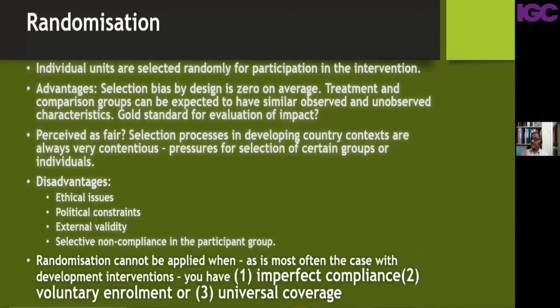Now, randomization cannot be applied, as is most often the case, when you have either imperfect compliance. Of course, when you have imperfect compliance, you can still estimate the local average treatment effects. Or you have voluntary enrollment, that is, people can choose whether they participate in the program or not, or you have universal coverage. So if everyone is participating in the program, then you don't have a comparison group. So when you have voluntary enrollment or universal coverage, you cannot really use randomization.